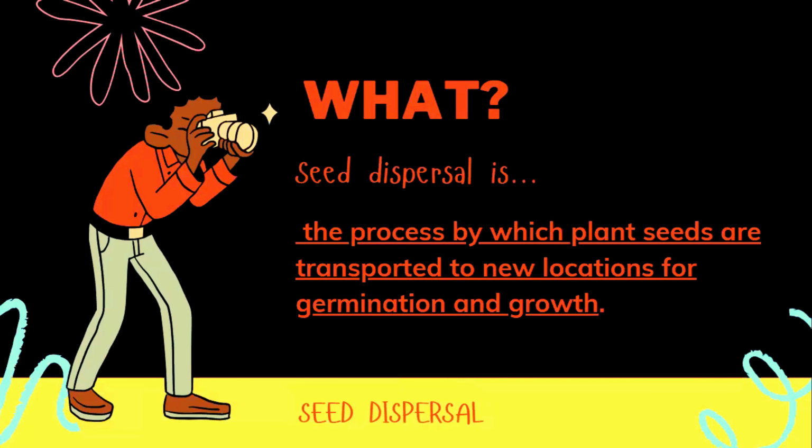Now we are going to talk about seed dispersal. This is the process by which plant seeds are transported to new locations for germination and growth. Just like I said, plants know that if they are close to each other, they will fight. Thus, they disperse into different locations.